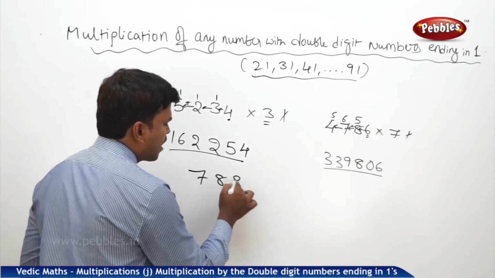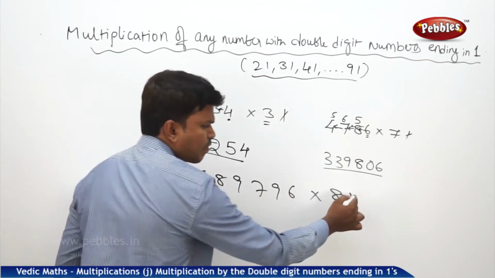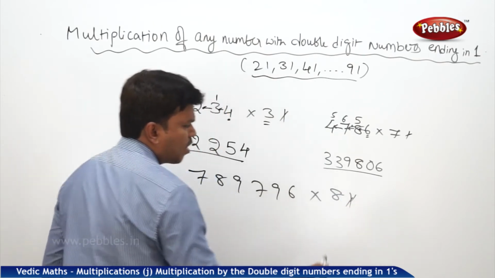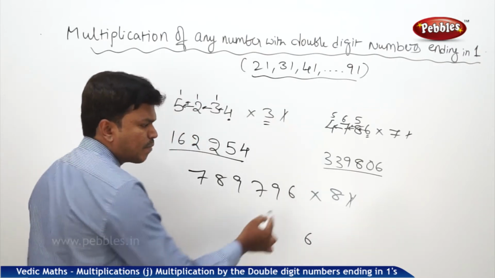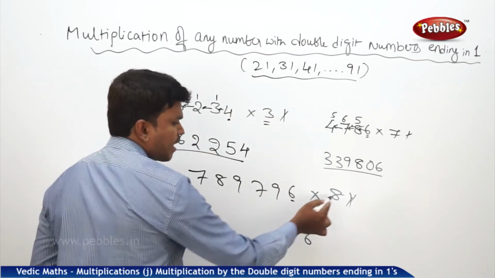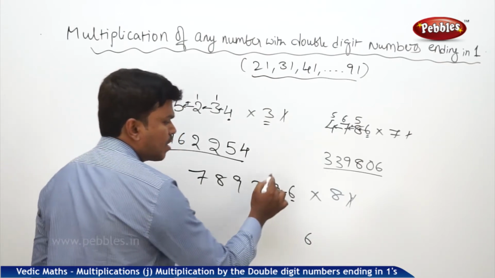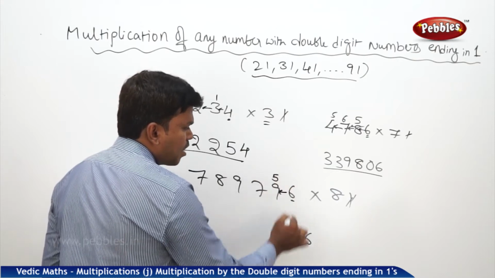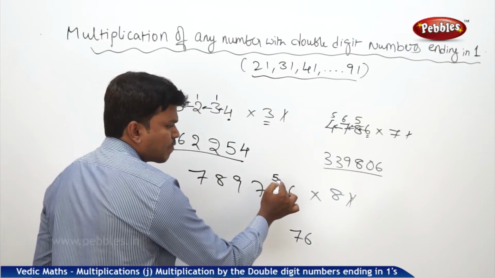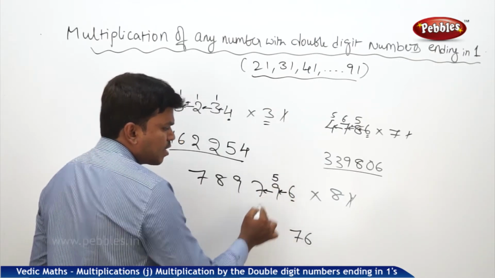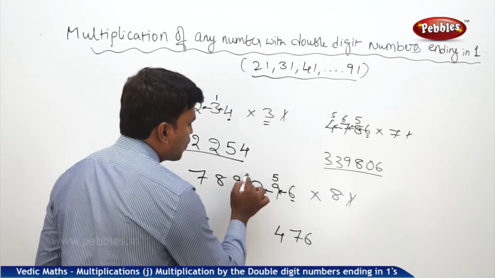Suppose 789796, I want to multiply with 81. I am ignoring the 1. What is the very first step? Drop the 6 as it is, the rightmost number. Now start multiplying. 8 6s are 48. 48 plus left side digit 9, 57. Drop 7, carry 5. So 8 9s are 72. 72 plus 5, 77. 77 plus 7, 84. So drop 4, carry 8.